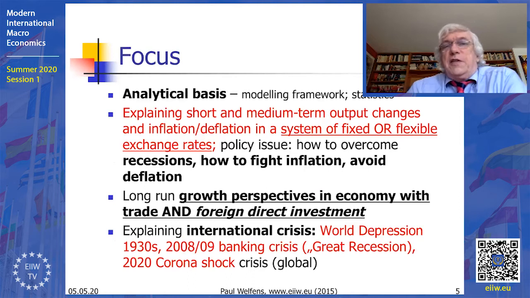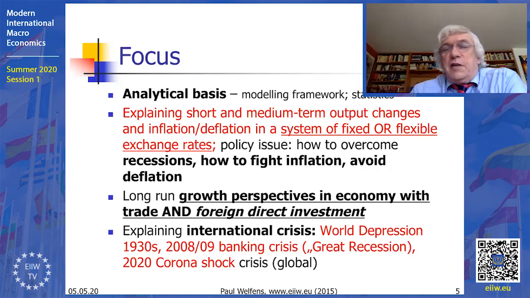Okay, the analytical basis is usually we have a certain modeling framework, we need some statistics, and we want to explain short and medium term output changes, and are interested to understand, okay, why do we have inflation or deflation in a system of fixed or flexible exchange rates? There are key policy issues, so how to overcome a recession, how to fight inflation, how to avoid deflation. And then there is the more long-term perspective, so long-run growth perspectives in an economy with trade and foreign direct investment.